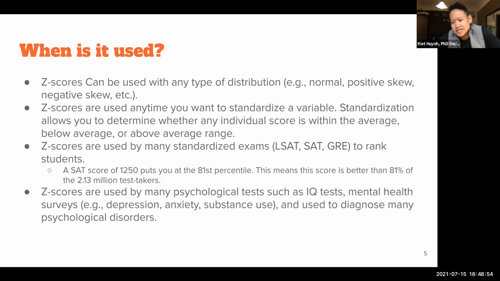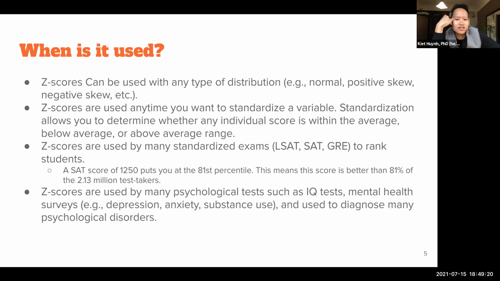And z-scores are used anytime you want to standardize a variable. Standardization means you want to find out if one particular score, for example, my score or your score on that happiness variable, how that compares to other people. Is it within the average range? Is it below average? Is it above average? So that's important to know.